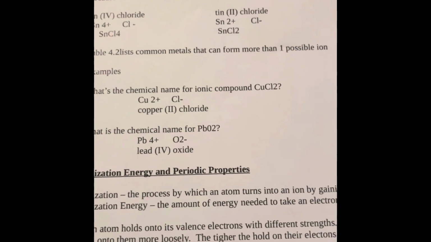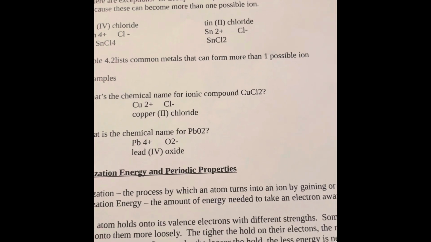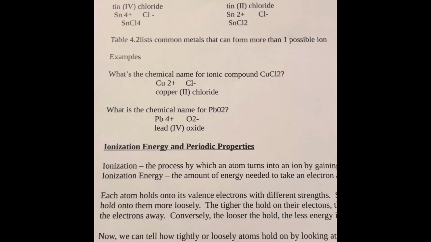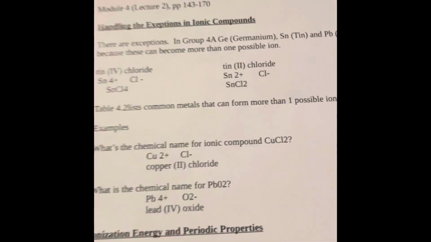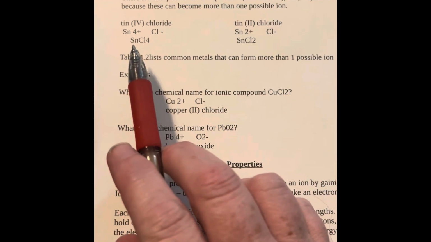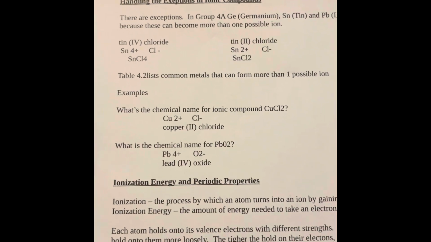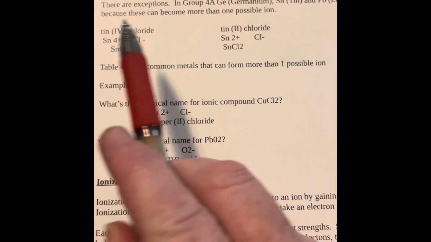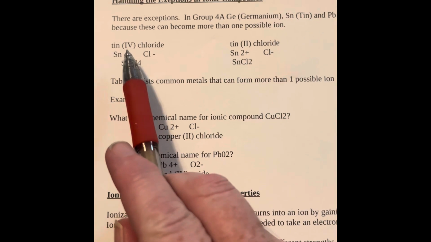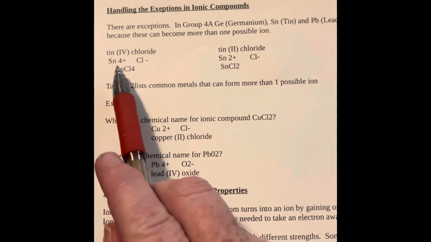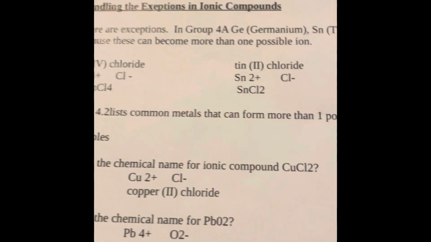In group 4A, germanium, tin, and lead are exceptions. The basic reason is that they can become more than one ion. So when you're naming them or figuring out the structure, you need to keep this in account. It's never going to be just tin chloride. If you have tin(IV) chloride, that tells you that tin has the +4 charge. If you have tin(II) chloride, that tells you that tin has the +2 charge.